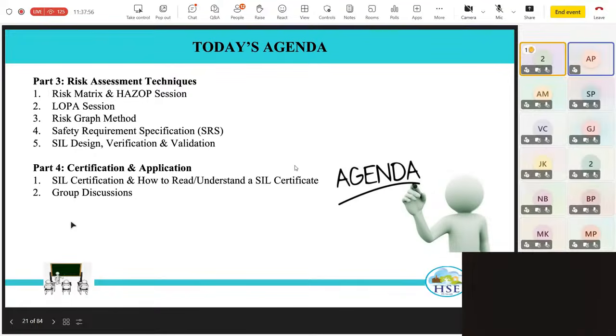Part 3 covers risk management techniques: risk matrix, HAZOP session, LOPA session, and we will cover the risk graph method quickly. Then safety requirement specification, what it is all about, and SIL design, verification and validation. These concepts we will clarify. Finally, certification and application, including SIL certificates, how to read and understand them. And finally, if time permits, we will have a good discussion. But this is by and large the 4-part course today. If all of you agree, then we'll jump straight into the session.